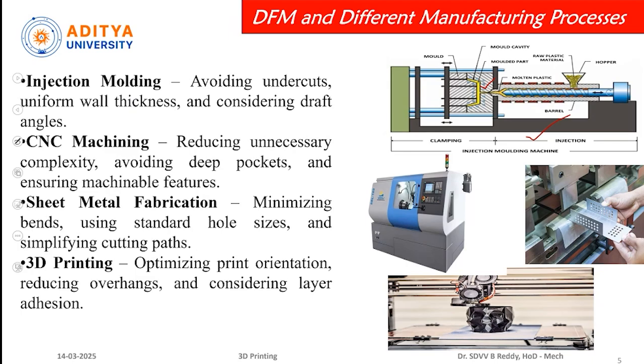And coming to the last one, today's topic, which is 3D printing. Why do we have to go for 3D printing? Simply, we can optimize the print orientation. First of all, the print orientation. Whatever part is required, even with a complex shape, we can prepare using the 3D model. We can reduce overhangs, also considering layer addition. We can go deeper into that in the next slide. Let me explain about it.